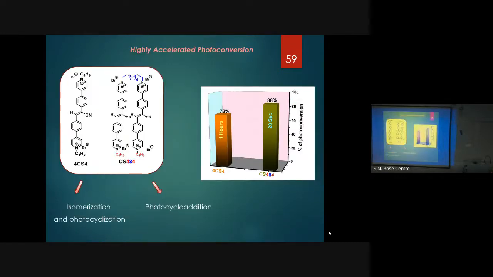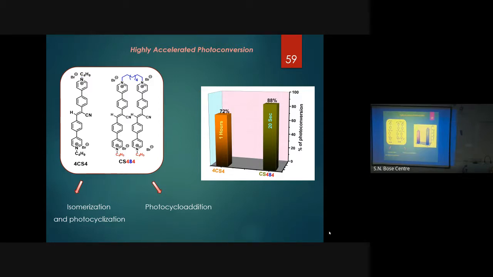And the other thing that was very notable was the reaction time. So this is just for comparison. You see the previous cyanostilbene undergoes isomerization and photocyclization. You see after 1 hour you have a 72% conversion. You can follow it from UV and see how quickly it is disappearing. And when you do this 2+2 photocycloaddition, in 20 seconds you get almost 90%. This is now extremely accelerated when you actually make them connected by the linkage.